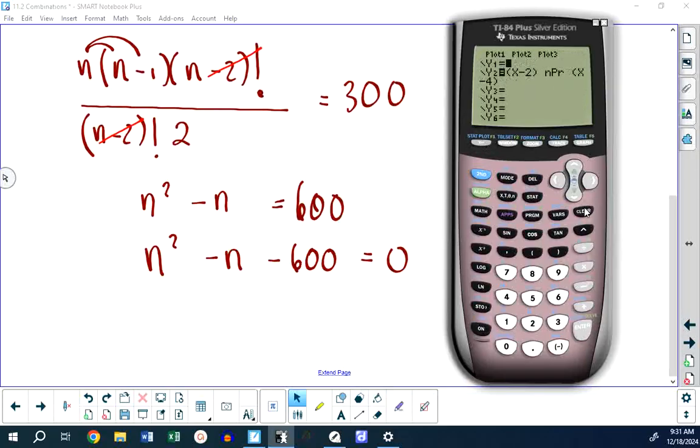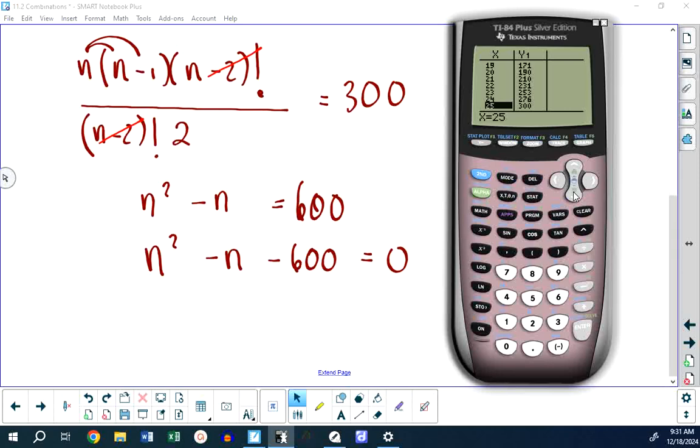You can put in for y, x choose 2, and just go to our table and find the answer. Find out where this is equal to 300. I'm not going to be looking here at a graph. I'm just going to go to my table, set up my table to, there we go, start at 0 and go up by 1. I'm looking for 300 handshakes. There it is, 25.